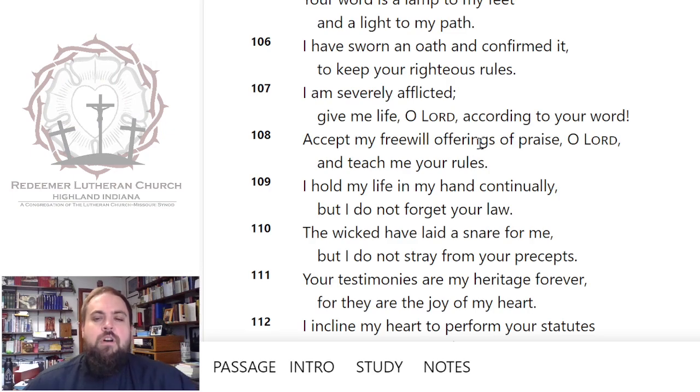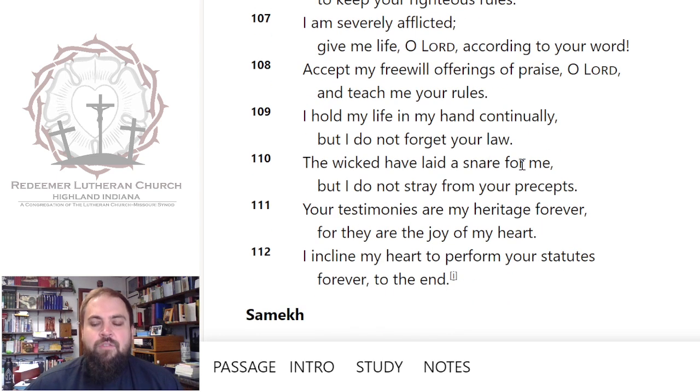So, there is the condition of the heart that says, I do not want to stray from your precepts. And that's how the psalmist can say this. And it's really not 100% true in the doing, but the heart is there. And so that faith, that hope is accounted as righteousness. "Your testimonies are my heritage forever, for they are the joy of my heart. I incline my heart to perform your statutes forever to the end."